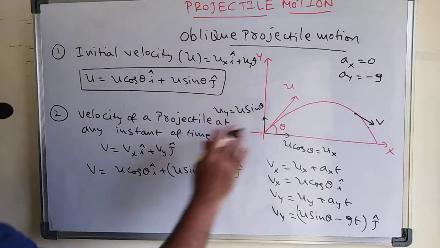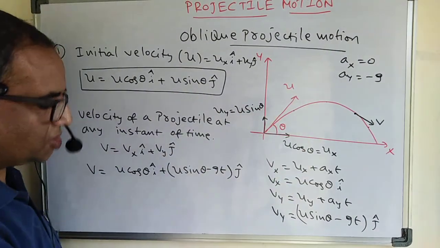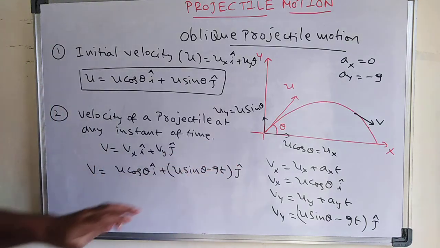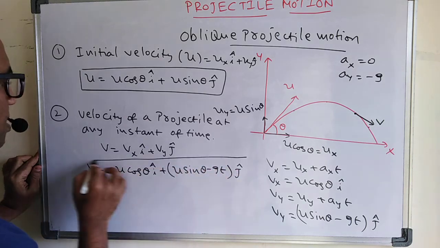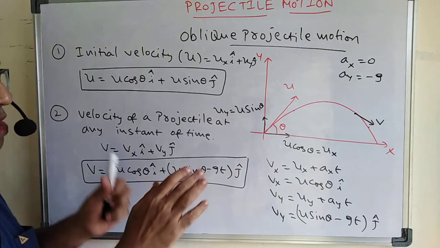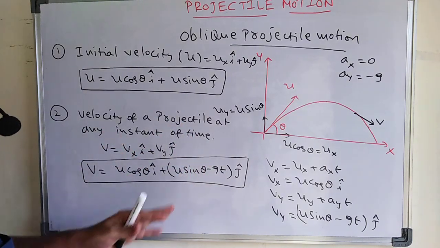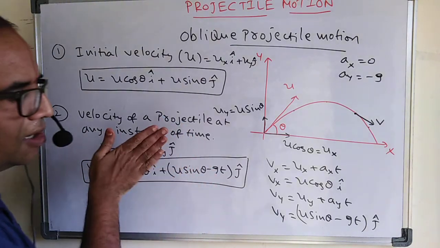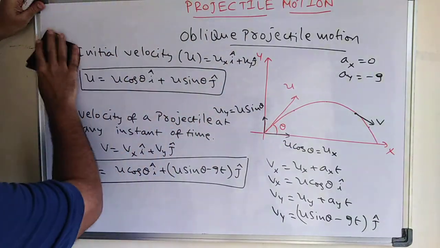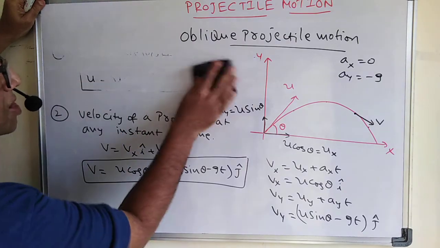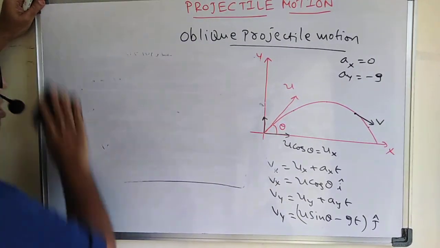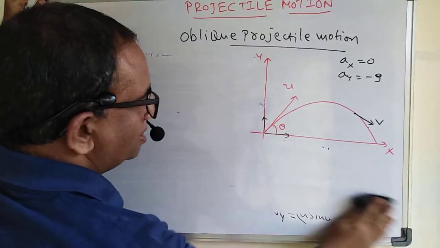So you can calculate the velocity at any instant of time. Are you following what I am saying? Every time you solve a problem related to this, always think in terms of what is happening along the x-axis and what is happening along the y-axis. Now let us try to calculate the displacement of the particle at any instant of time.